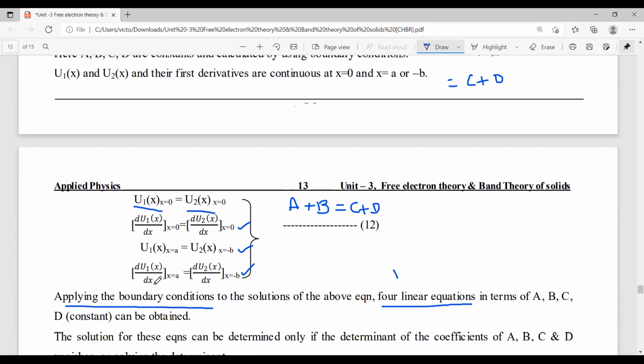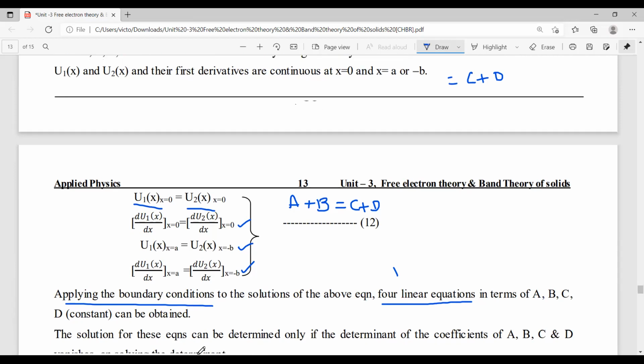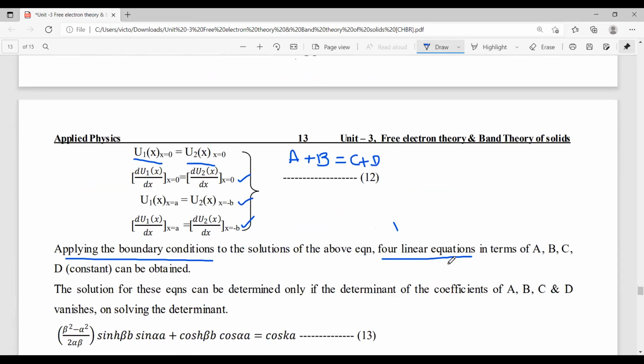So what are the boundary conditions? These are the four boundary conditions. By applying these four boundary conditions, four linear equations in A, B, C, D are formed. Again, these linear equations are solved, and finally we get the coefficients of a, b, c, d.